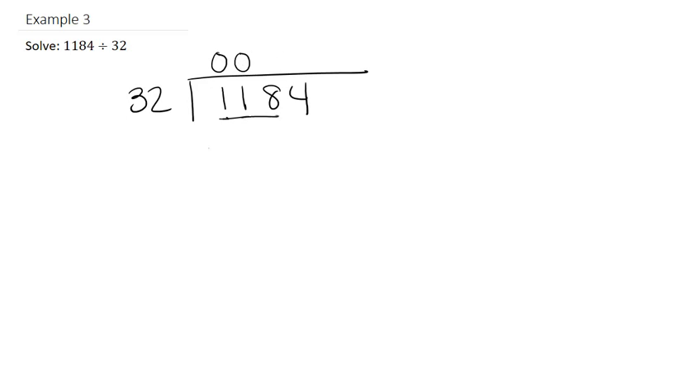But 32 can go into 118. So let's go ahead and look. So 32, and let's go ahead and multiply it by 4. 2 times 4 is 8, and 3 times 4 is 12. So this is 128, which is larger than 118. So let's go 32 times 3. 2 times 3 is 6. 3 times 3 is 9. So 32 can go into 118 3 times.